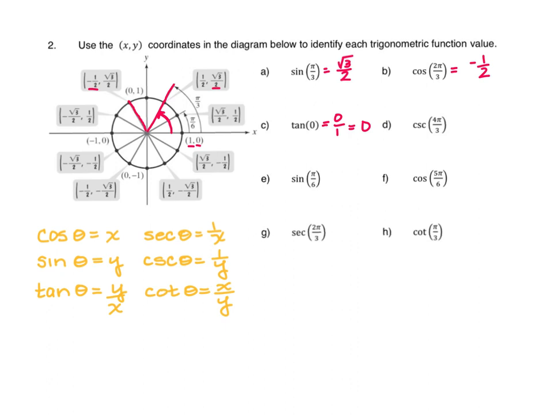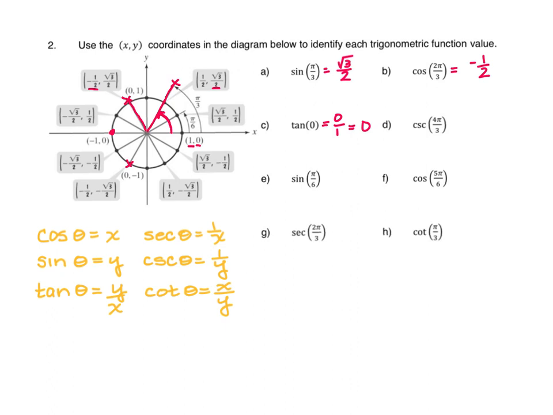Now D asks about the cosecant at 4 pi over 3. Right here was 1 pi over 3, this was 2 pi over 3. If I go another 60 degrees, this is 3 pi over 3, which reduces to pi. If I go another 60 degrees, I'm going to be at 4 pi over 3, right there where I put that red X.